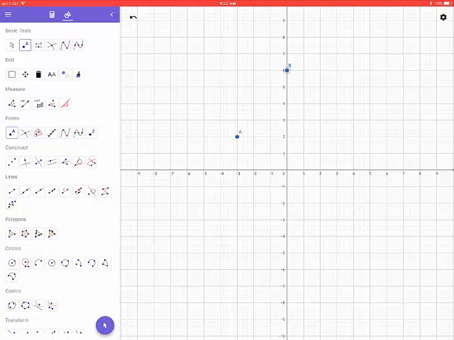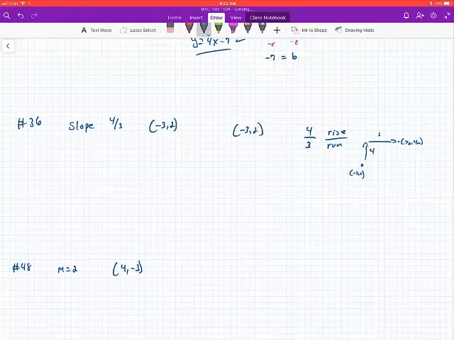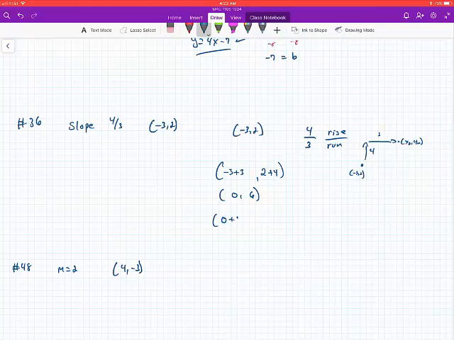Now, let's see what that looks like here. So I'm going up 4 on my y, so this is going to be my next point, and that's going to be my other point, which is the one we got, (0, 6). And then if I repeat this process, it's 0 plus 3, and then 6 plus 4. I'm going to end up at (3, 10).